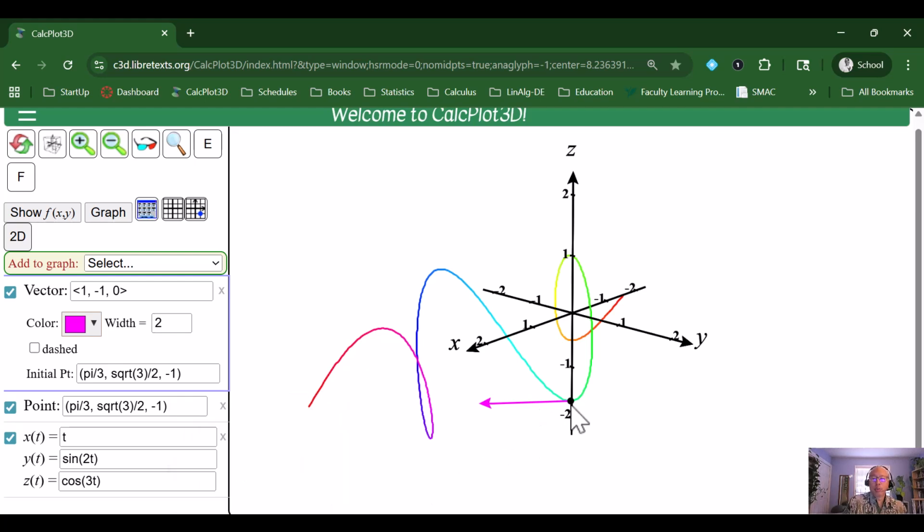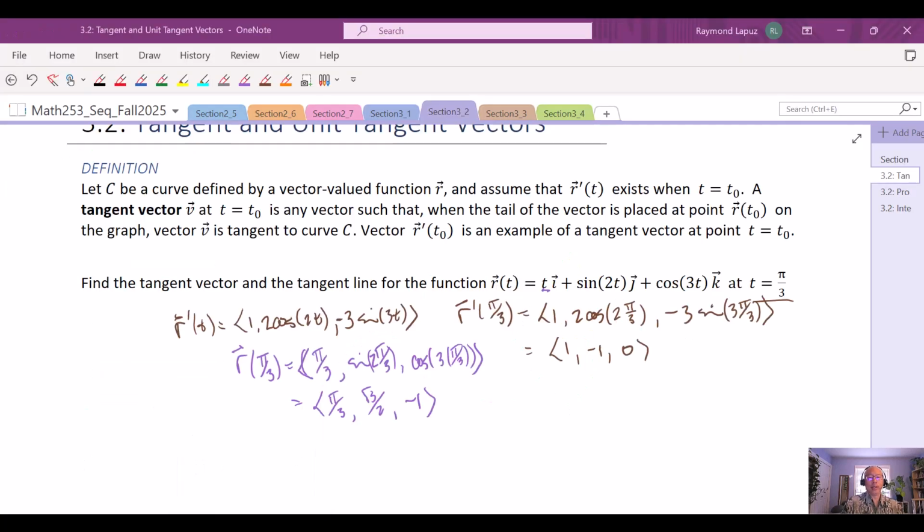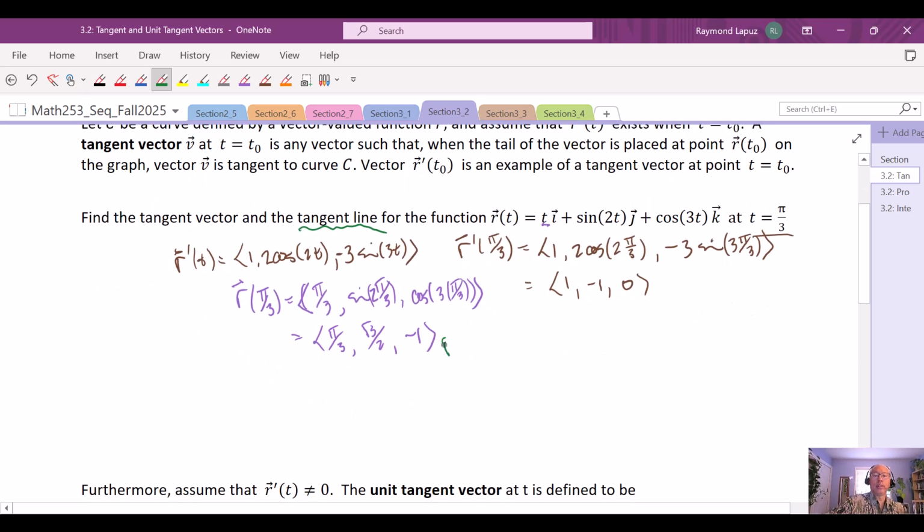Now, because we have a point and a direction, we can find a tangent line. So let's do that just for fun. Let's find the tangent line for this function at this point. So we have a point here and a direction here. The direction comes from the derivative, the point comes from the original function, and then your line, let's call it L of t, is just going to be your point, pi over 3, √3 over 2, comma -1, plus t times 1, -1, 0.